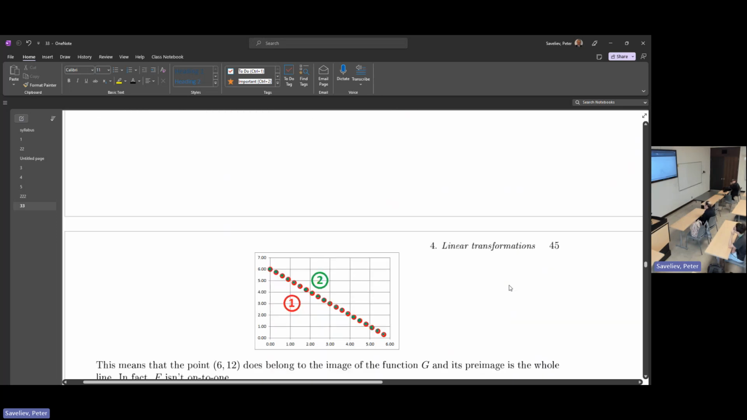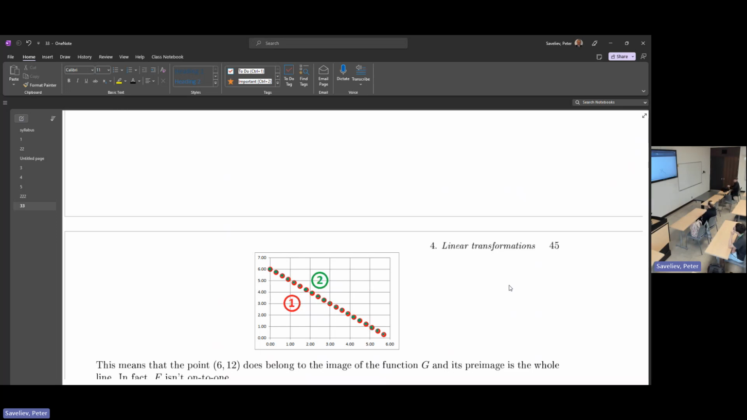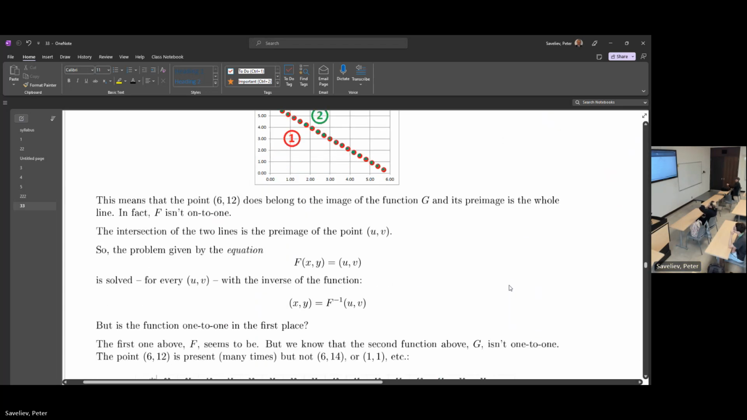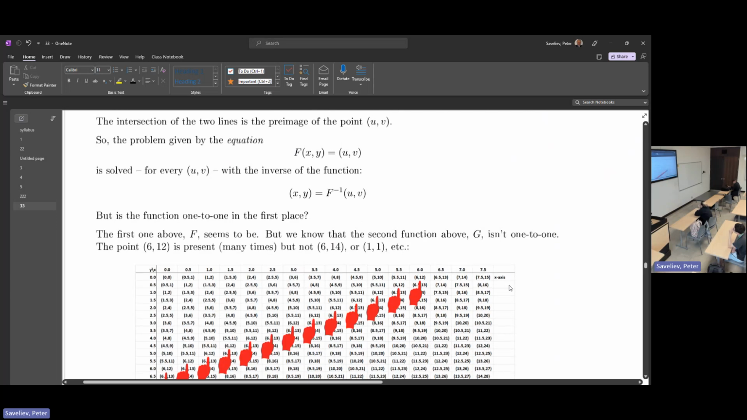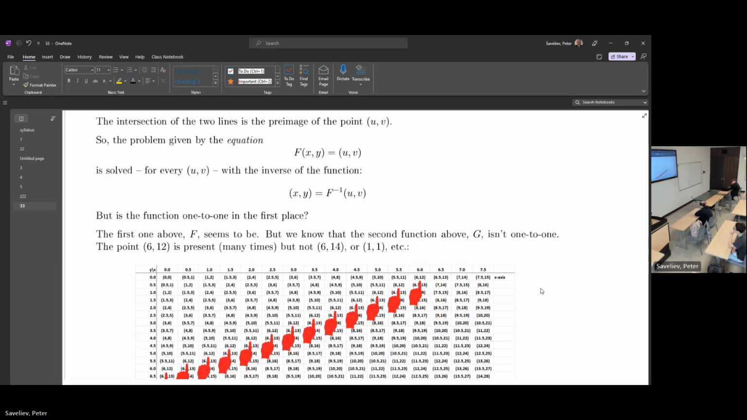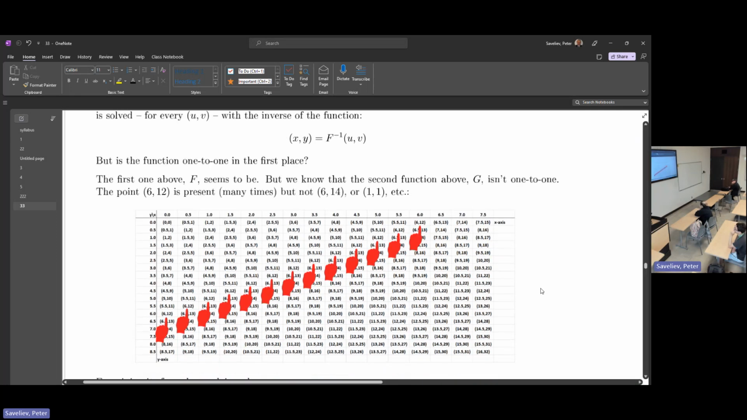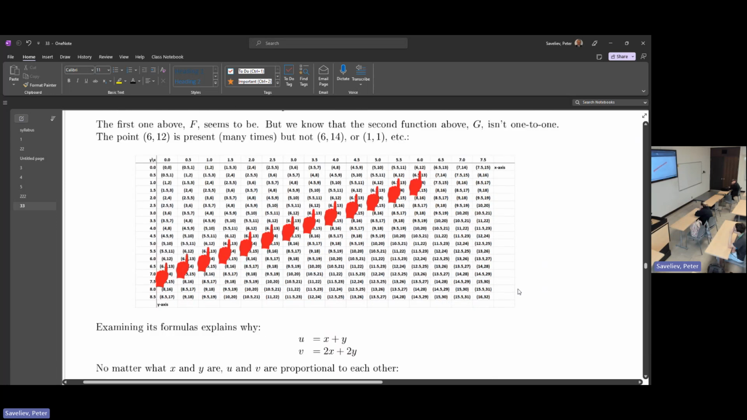Another possibility is this: this one is not one-to-one, and therefore there are infinitely many answers, and there is nothing you can do about it. Once again, we're looking for the inverse. These are the lines. Is it one-to-one? How do we know that it's not one-to-one? Because the same output, 612, is repeated infinitely many times. We will for sure know that it's not one-to-one.